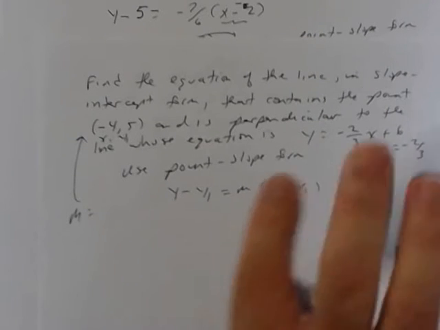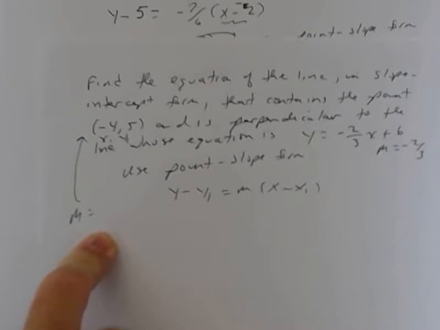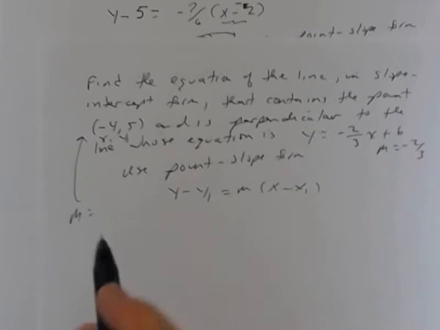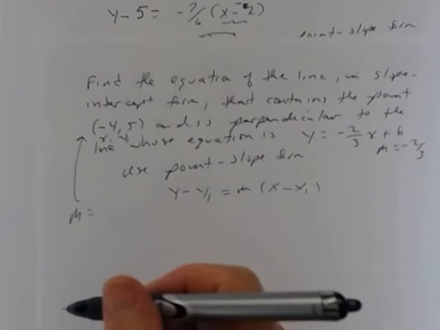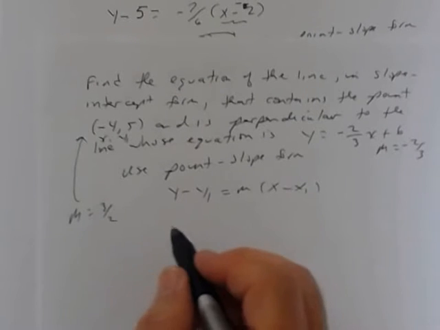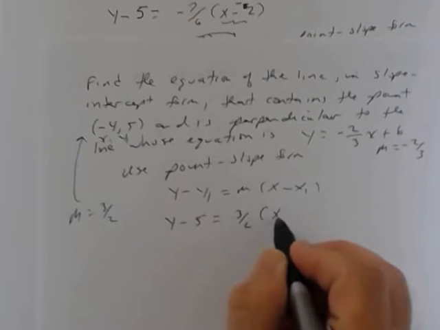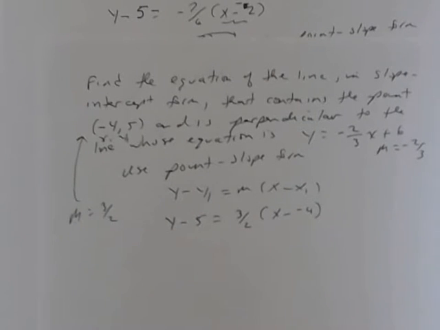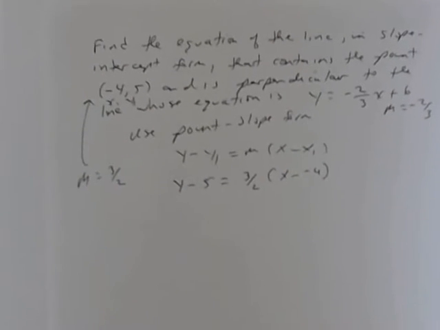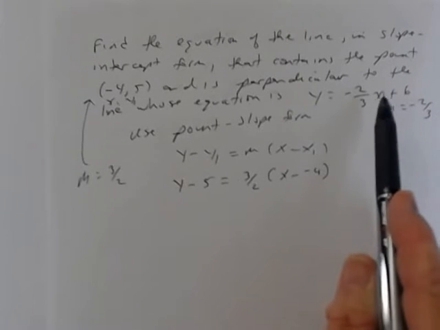So if the slope of this line here is negative 2/3, then what's the slope of this line that I'm interested in? Not 2/3, 3/2. The negative reciprocal. The reciprocal of 2/3 is not 2/3. The reciprocal of 2/3 is 3/2, and that's what you plug in here. So I get y minus 5 equals the slope, which is 3/2, times x minus a negative 4. So the slope here you had to get from this line that's perpendicular to it.